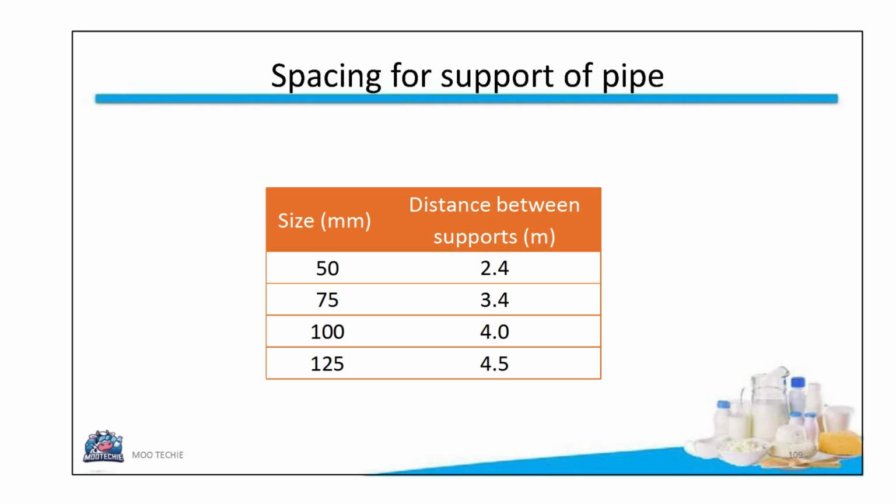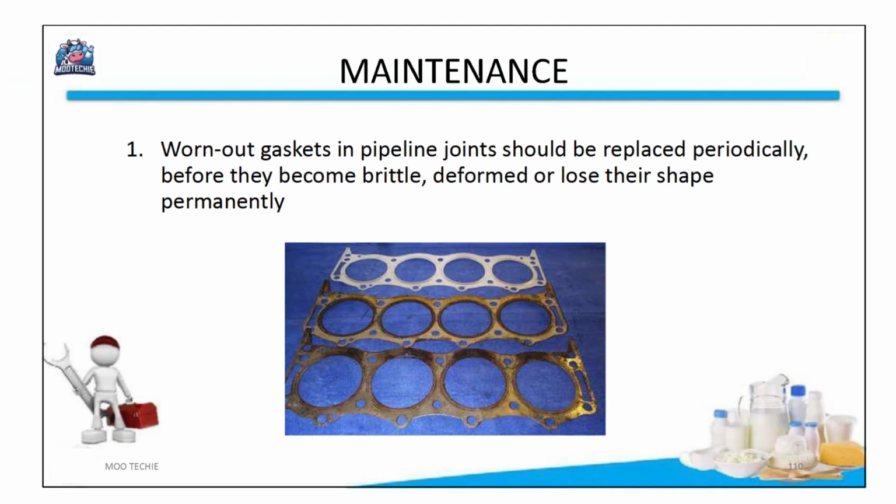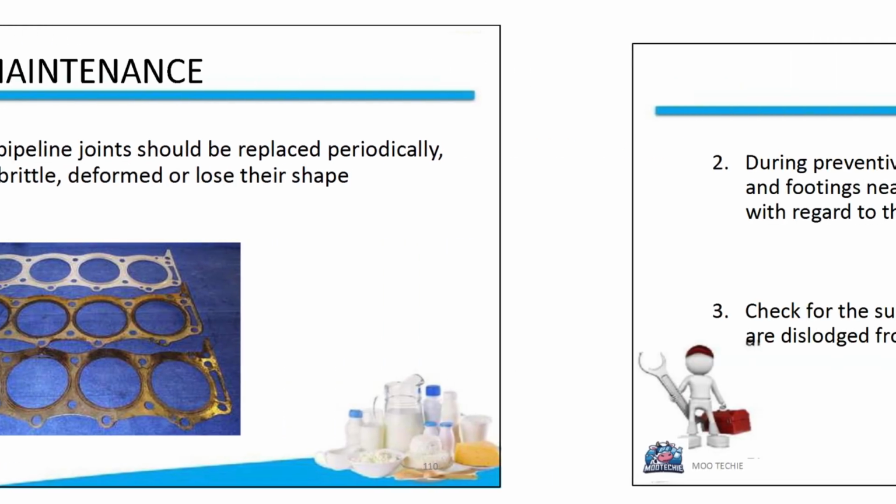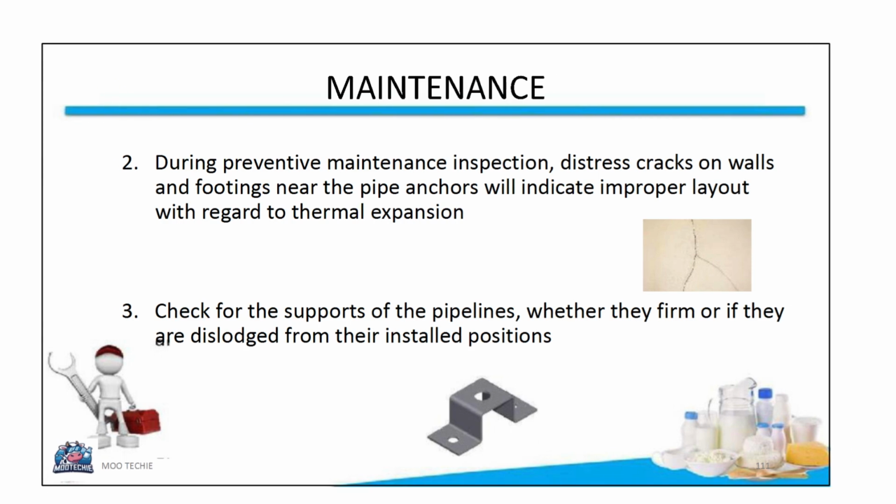This brings us to the vital topic of maintenance. The first maintenance point is that worn-out gaskets in pipeline joints should be replaced periodically. This replacement should happen before they become brittle, deformed, or lose their shape permanently, as damaged gaskets can cause leaks. During a preventive maintenance inspection, look for distress cracks on walls and footings near the pipe anchors. These cracks will indicate an improper layout that has not properly accounted for thermal expansion.